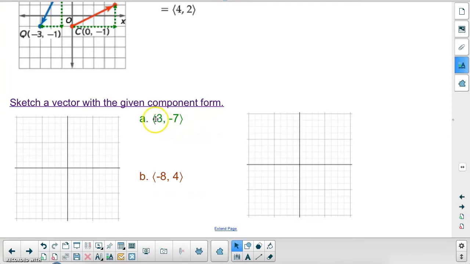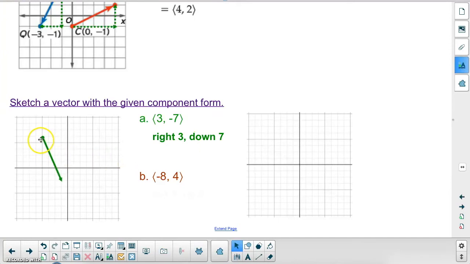Remember, the x component is the change in x values, so that's my horizontal change, and the y component is my vertical change. Therefore, an x component of positive 3 means we'll be moving right 3, and a y component of negative 7 means we'll be moving down 7. So as long as my vector is moving to the right 3 and down 7, we know we have the correct vector. So for example, this vector.